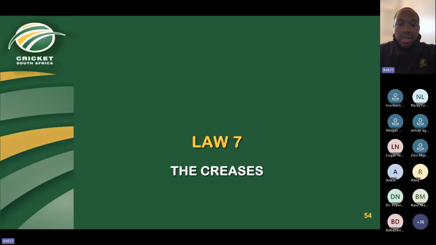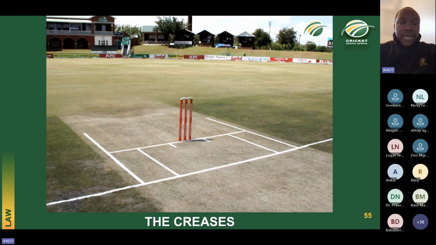Next, we move on to Law 7, the creases. Here is a picture of what used to be called Senves Oval in Potchefstroom. It is now called the JB Marks Oval, showing us a real life pitch and the creases. So the line closest to me, going from left to right of screen, is the popping crease. Perpendicular to the popping crease closest to me is the one return crease, and you also have another return crease on the opposite side of the popping crease. And then the stumps are pitched on the bowling crease.